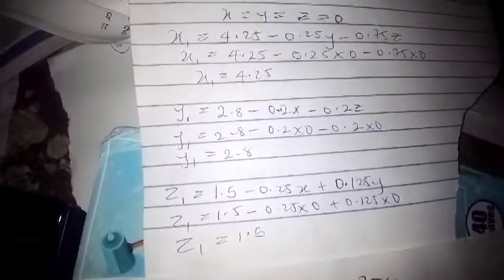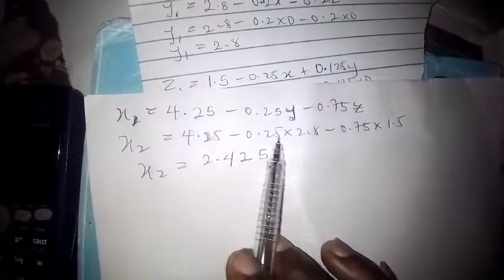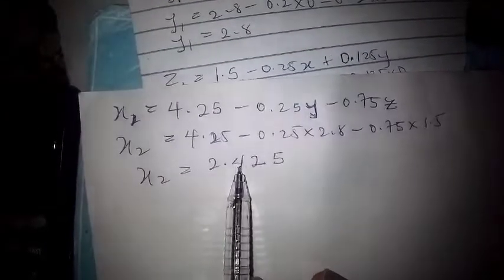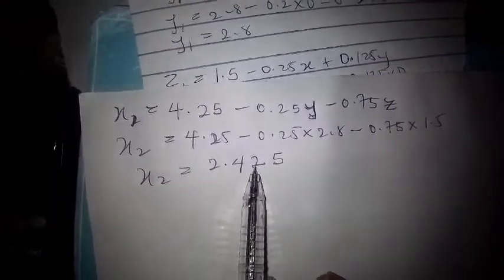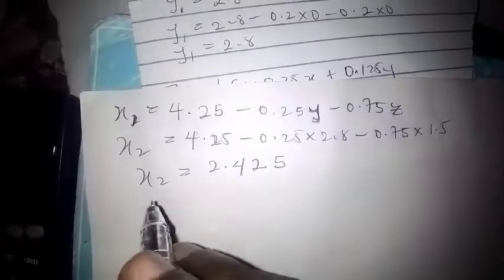Now let's press. As you can see, when we press this value in our calculator, we are having what? 2.4, 2.425. Now let's get the second one.